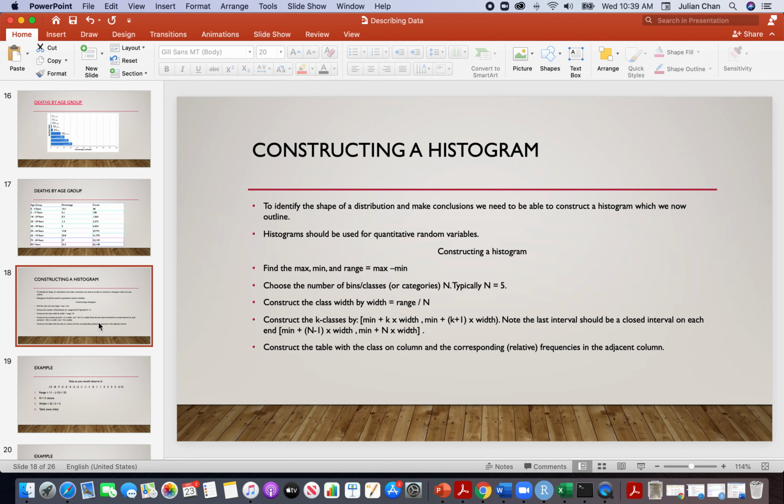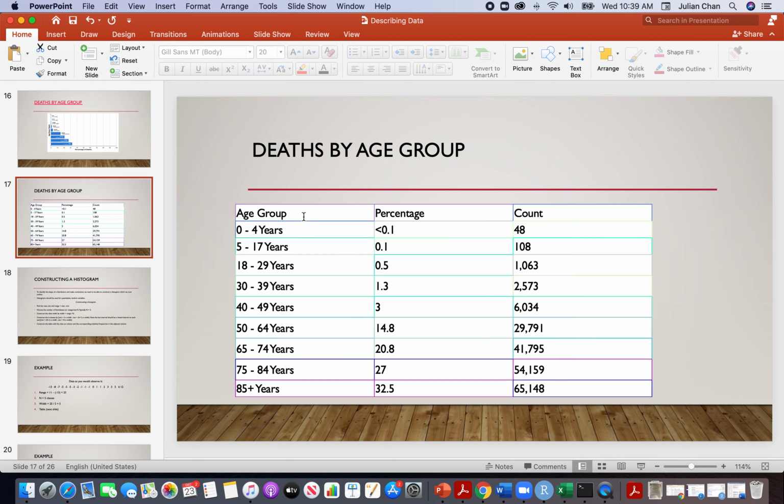By the way, when you're talking about a histogram, one of the important features is the shape of the distribution, okay? So that you can make conclusions about it. And histograms should be used for quantitative random variables. So to construct a histogram, you need to find the range, and the range is the maximum observation, the largest observation, minus the minimum. Then you need to form your categories, which is often referred to as bins. So right here, these are your categories, age group. That's also called a bin, okay?